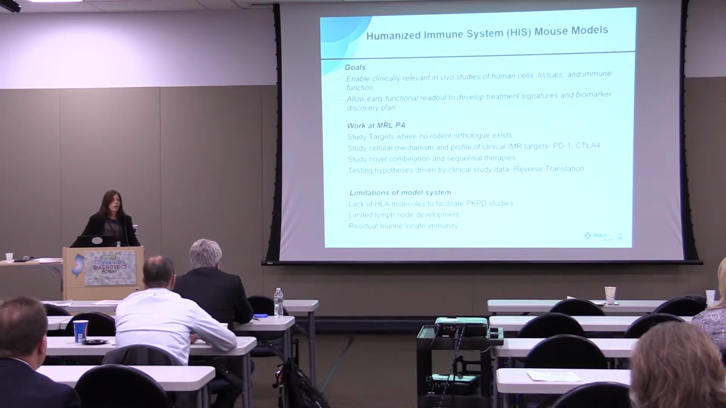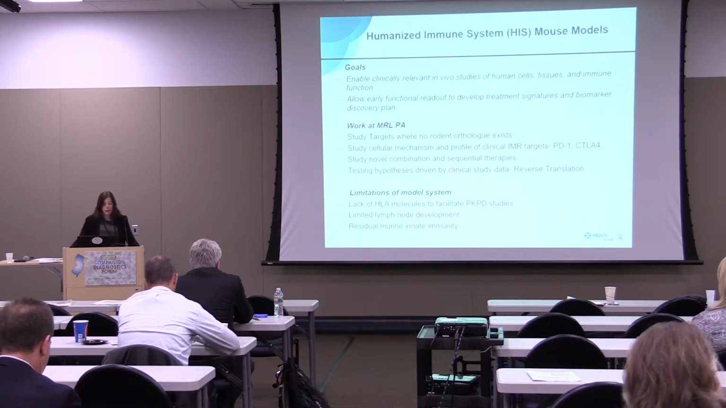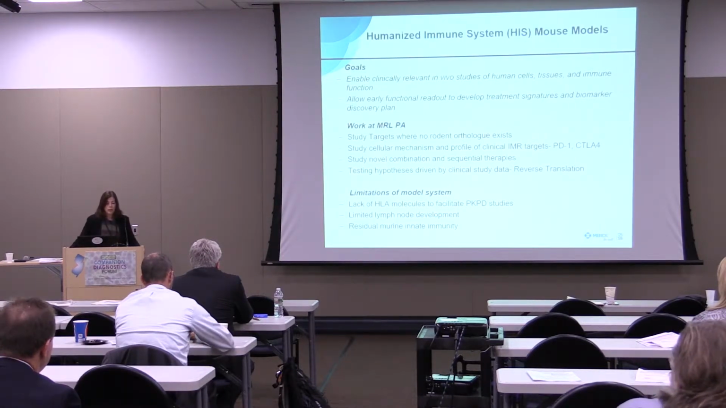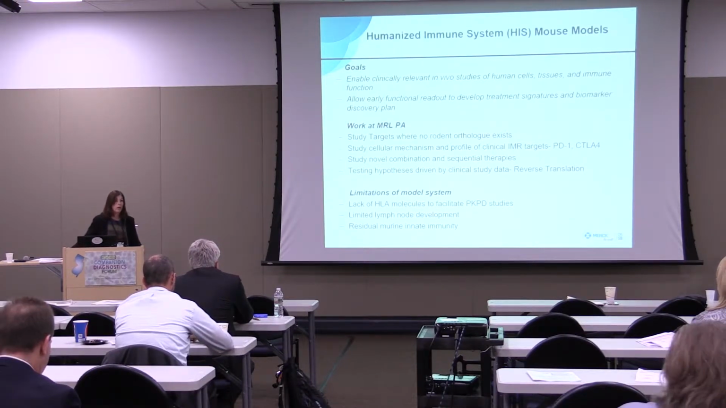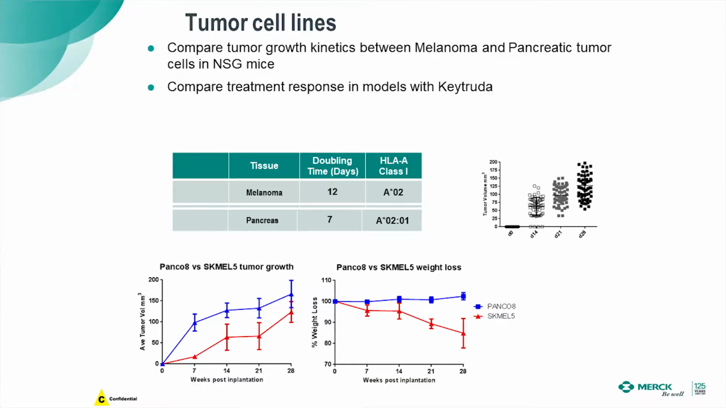And of course, I know that Brian went over the limitations, the lack of HLA and the limited lymph node development. And then there's this residual innate immunity from the mouse that we still have to consider. So I'm going to start by showing some cell line models.